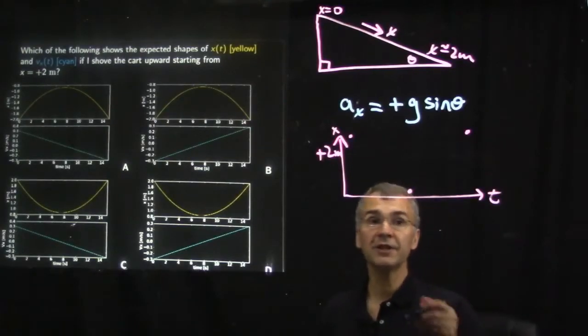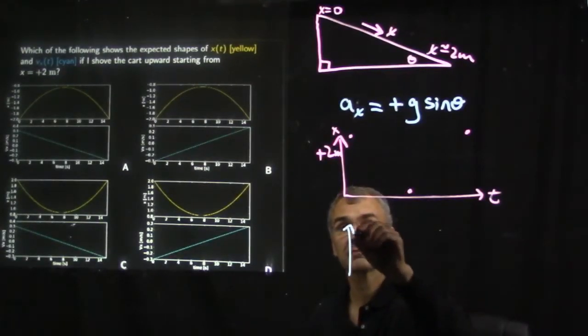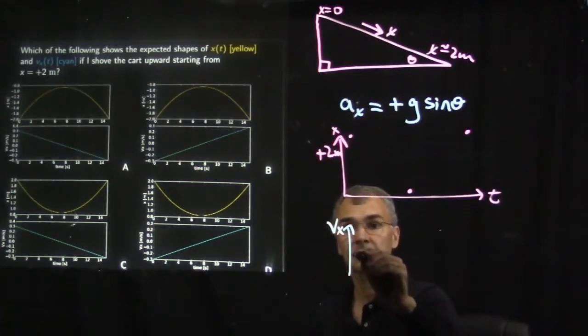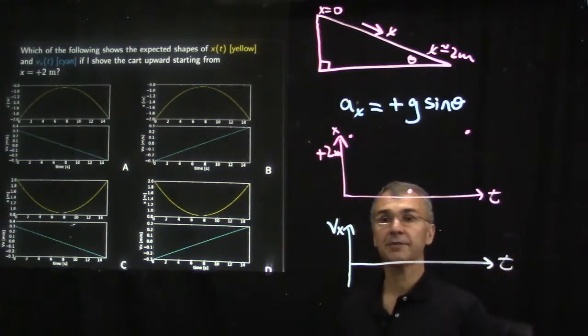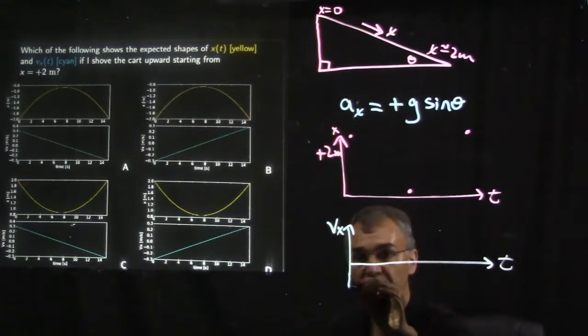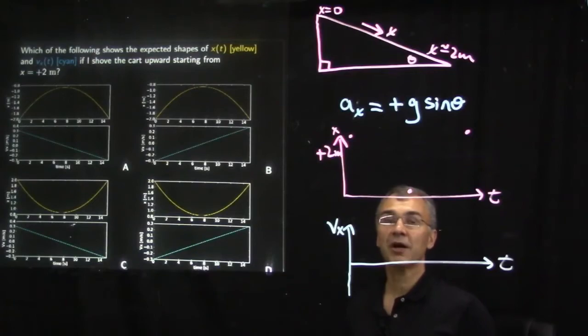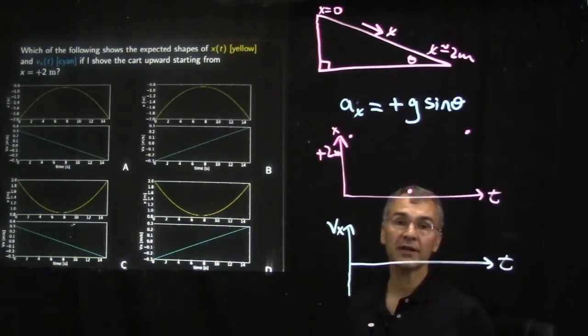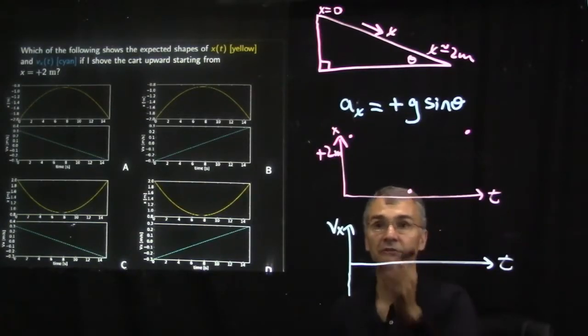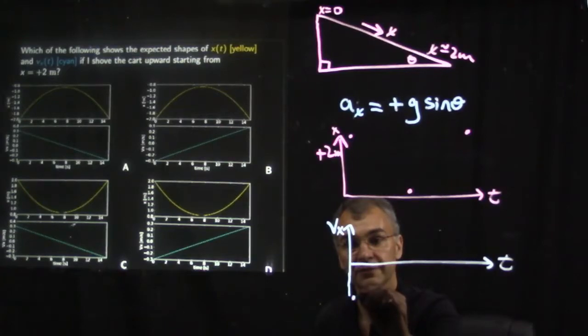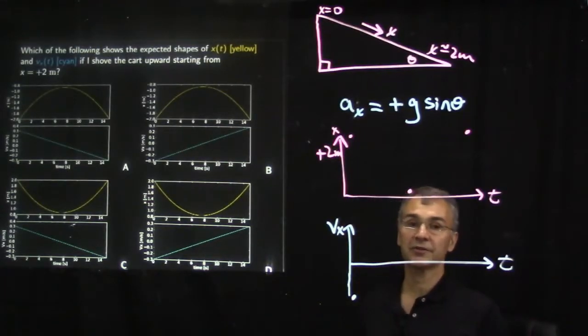And then v sub x versus time. Well, I start the cart at the bottom of the track, which is x around 2 meters, and I give it a shove uphill. Since the x-axis points downhill, I think if it's moving uphill, it must have a negative x velocity. So it somehow must have a negative x component of velocity.